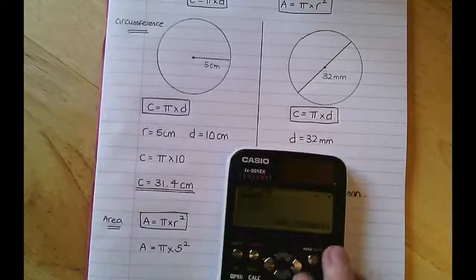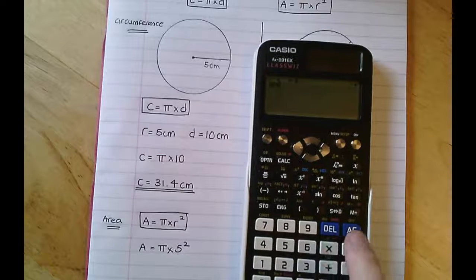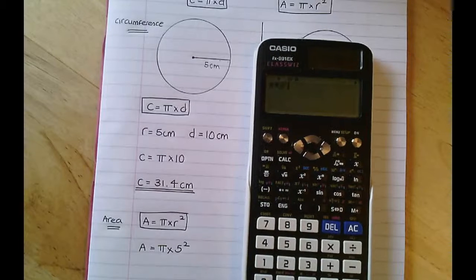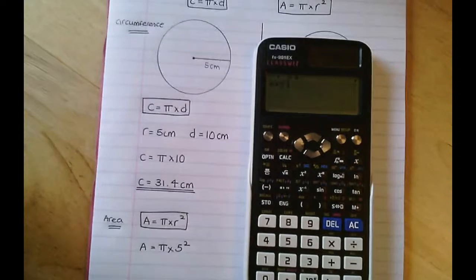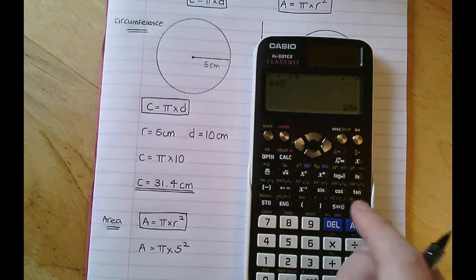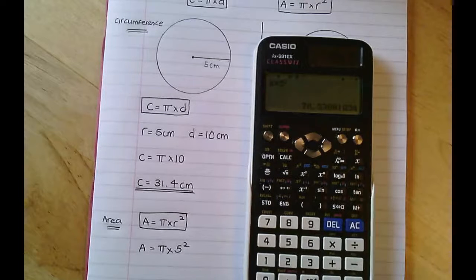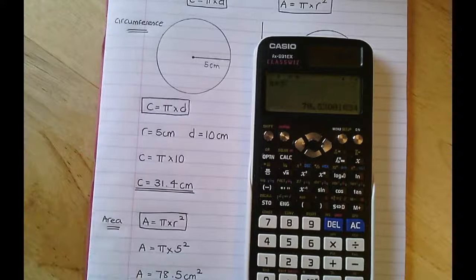Now again, if you stick this in your calculator, pi times by 5 squared. Equals, and that will give you 25 pi. Now it's really important that you don't round until the end, otherwise you may lose your accuracy marks. So again, to 1 decimal place, area is 78.5. Be careful with units and area, so it's going to be squared.